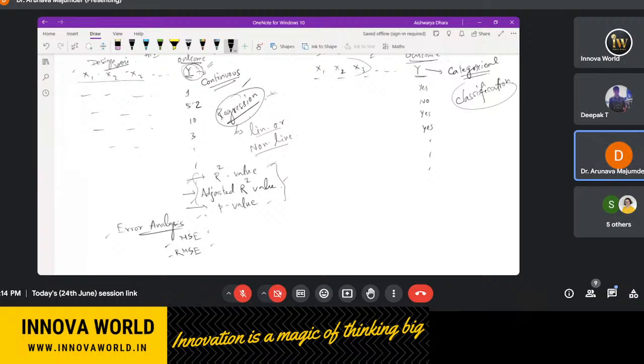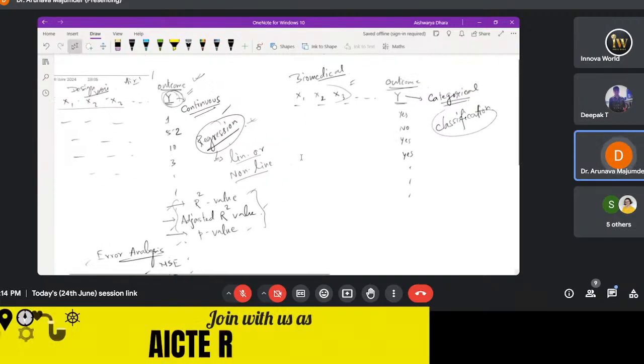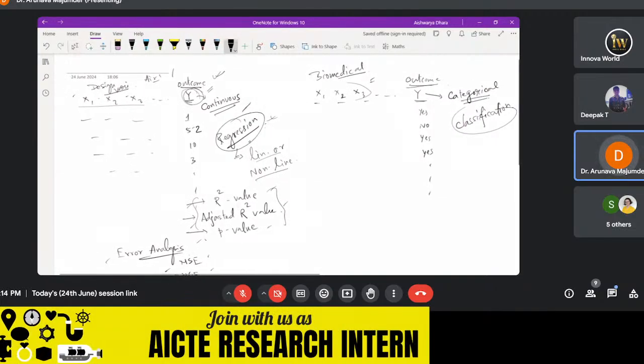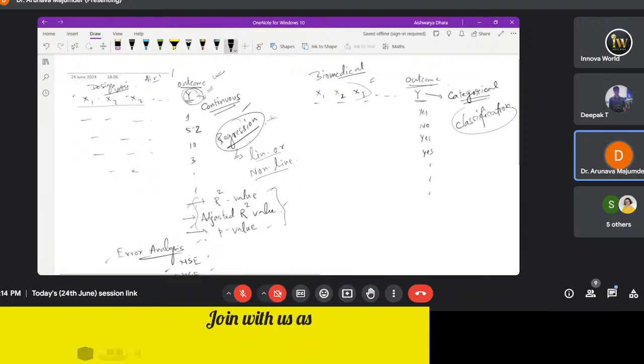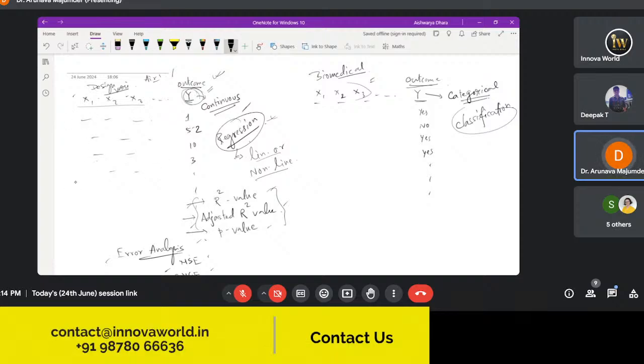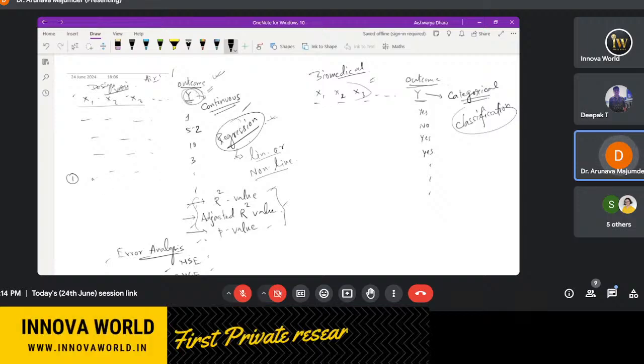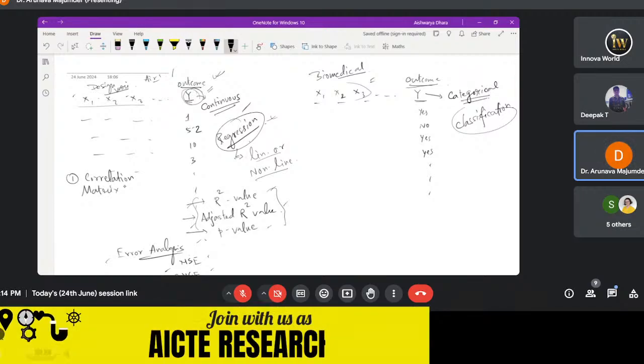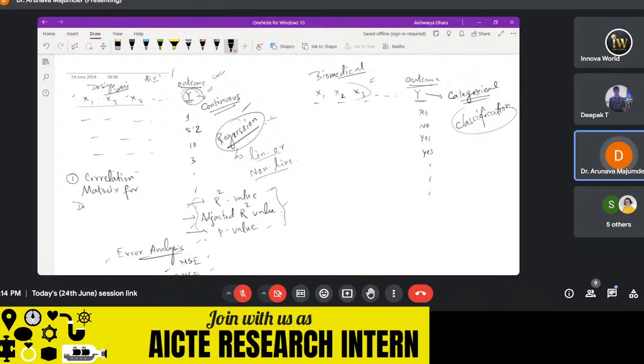Understood? And before regression analysis, one thing you must notice: you also find the correlation matrix. So the correlation matrix of the design variables is the foremost priority.